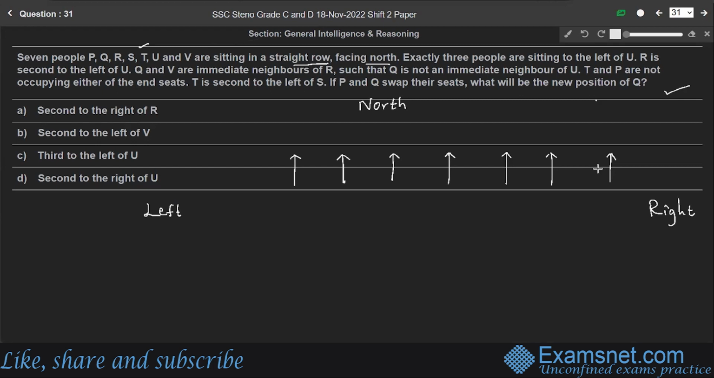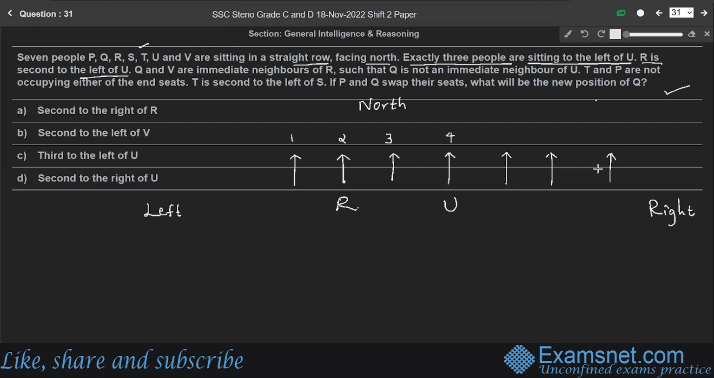Exactly 3 people are sitting to the left of U. The first point is that 3 people are sitting to the left of U. Therefore, U's position is the 4th position, so that 3 people can be accommodated to the left. Next, R is second to the left of U. So the first person to the left of U is the third one and the second person is R.